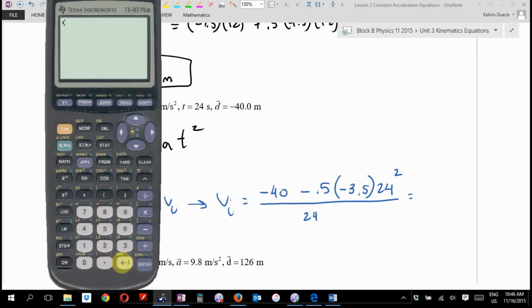So bracket, negative 40. Make sure you use a negative and not a subtraction sign. Take away, now I'll use a subtraction sign. 0.5 times negative 3.5 times 24 squared. Again, you'll notice I don't use brackets for times. I use times for times. Close off the top, divided by 24.